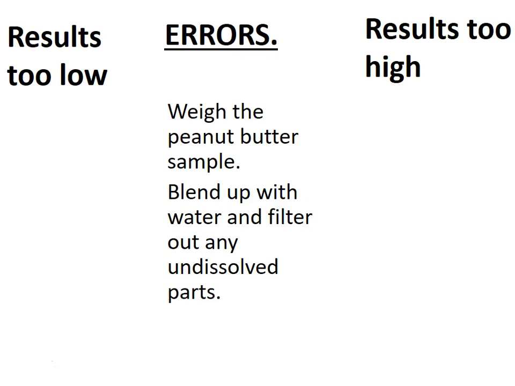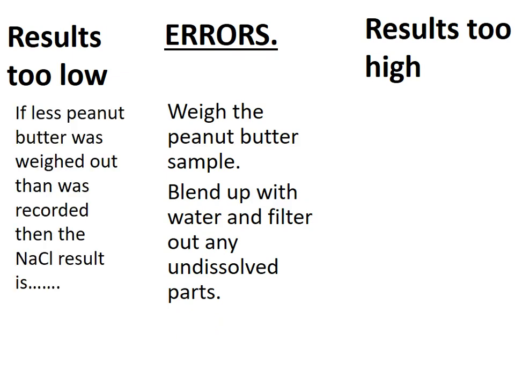Alright, the main reason that we're doing a prac is that when you get to do experiments in Year 12, you need to be able to explain any mistakes that have been made, any errors that are possible. So we go through step by step. We had to weigh the peanut butter sample, blend it up with water, so dissolve it, and filter out any undissolved parts. So, things that might go wrong.